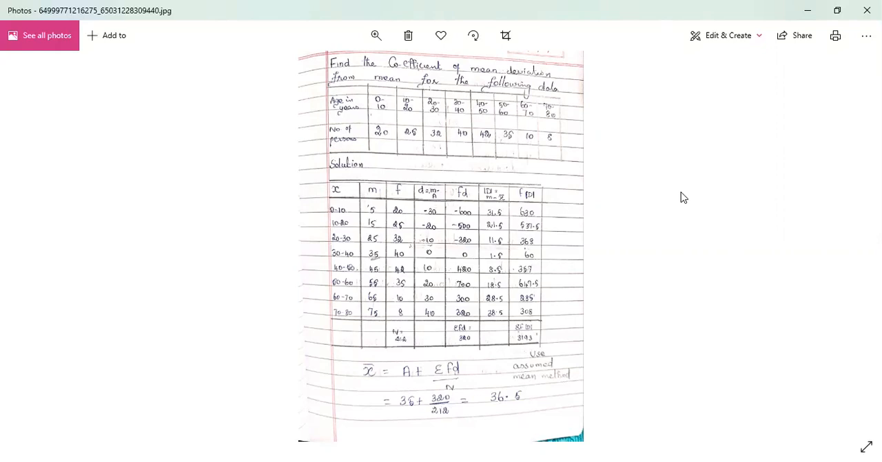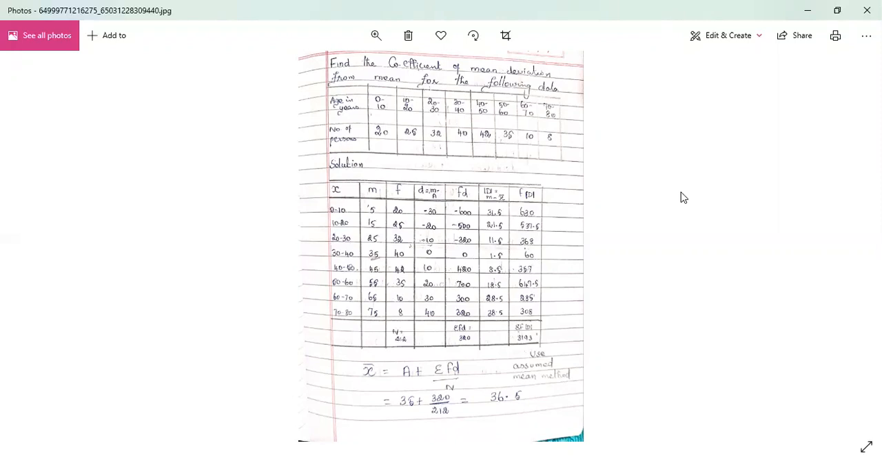Now calculate deviation, that means M minus X bar. First calculate X bar. The mean formula is A plus sigma FD by N. A is assumed mean 35 plus sigma FD 320 by N 212. So the mean is 36.5.